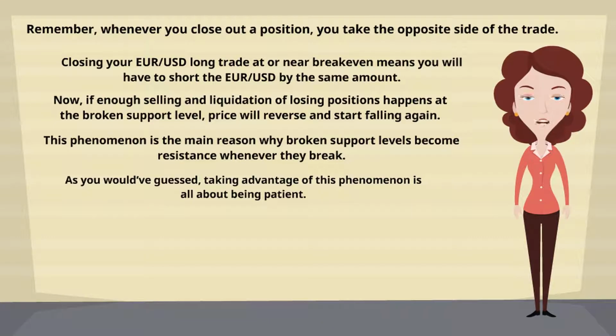Remember, whenever you close out a position, you take the opposite side of the trade. Closing your Euro USD long trade at or near break-even means you will have to short the Euro USD by the same amount. Now, if enough selling and liquidation of losing positions happens at the broken support level, price will reverse and start falling again. This phenomenon is the main reason why broken support levels become resistance whenever they break.